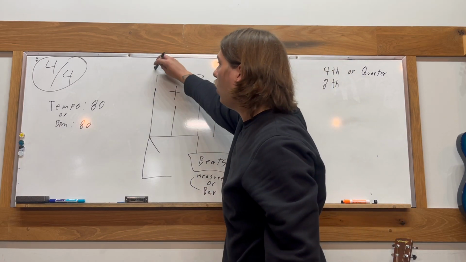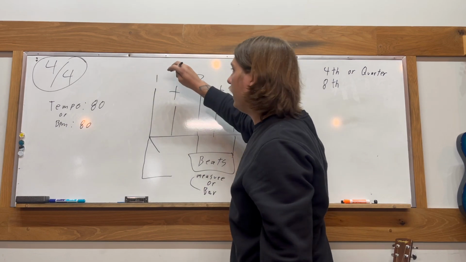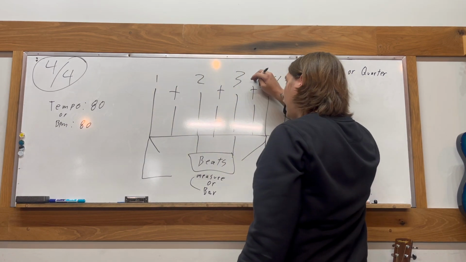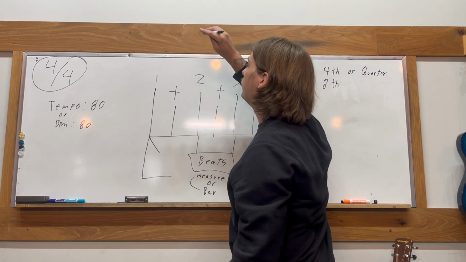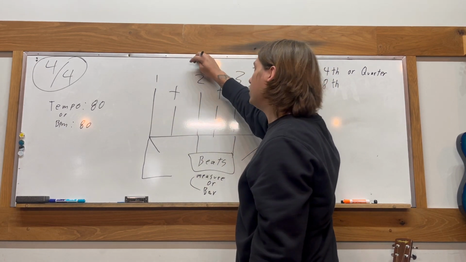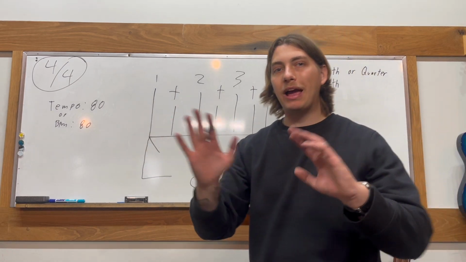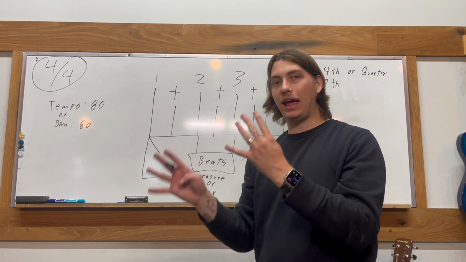Ready? So 1, 2, 3, 4. 1 and 2 and 3 and 4 and. 1, 2, 3, 4. 1 and 2 and 3 and 4 and. You see what I did? I just switched back and forth between counting fourth notes and eighth notes. Okay?